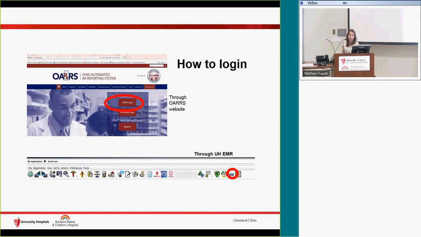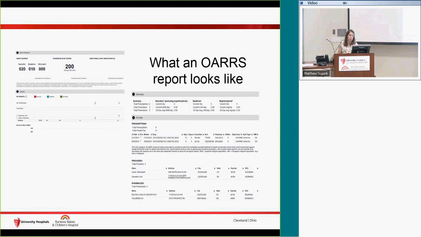So how do you do ORS? The one I'm excited about is that you can actually go to the tab up top. If you just click on that, it will actually log you into ORS and give you that specific patient's ORS information. Or you can just go in and log in. If you go through the EMR, though, you can't get anything other than your patient information. There are things you can get through ORS that you can't get through the EMR. You have to actually go to the ORS website.